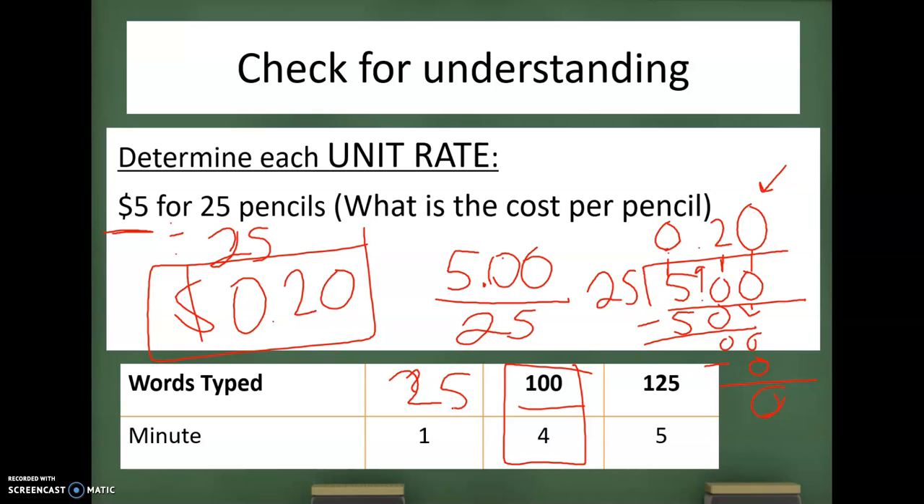If you wanted to check, you could go do 125 divided by 5. That is also 25. 25 words for every 1 minute. And that's how we do unit rate problems.